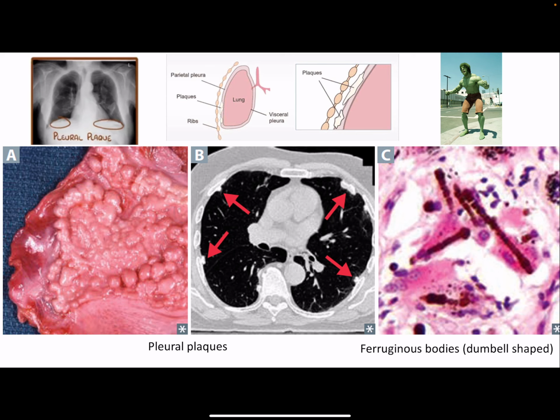Things to look out for: pleural plaques. You can see them here. You can especially see them on the axial MRI. You can see them here a little bit. And ferruginous bodies are dumbbell-shaped particles ingested by macrophages.